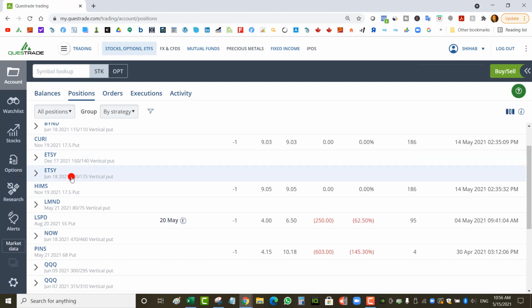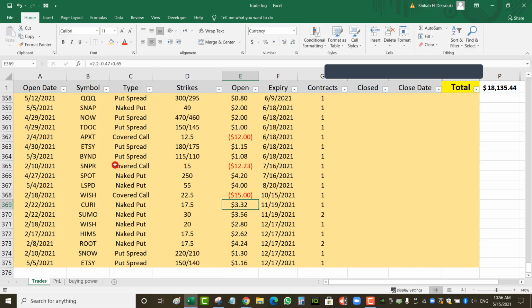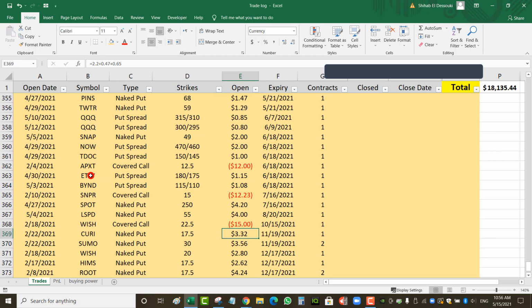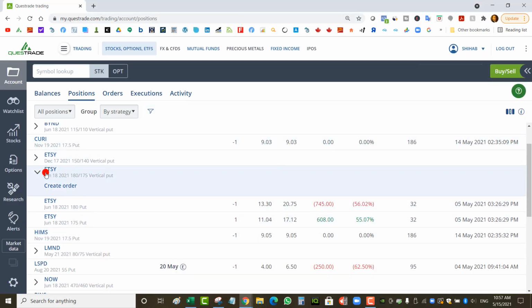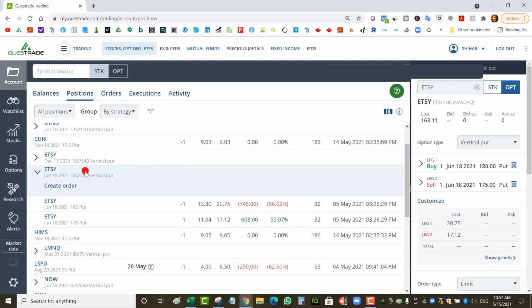The one that I rolled was this one here. So this was the 180, 175. I had a 180, 175 for earnings. I rolled it before earnings to the same strikes, but I rolled it to June 18. So I collected an extra credit. I don't really remember. Actually, let's look at the spreadsheet here. So it's June 18, Etsy is right over here. I collected an extra 15 cents by rolling it as is to June, just to give myself more time. Etsy, of course, dropped a lot after earnings, and it ended up getting breached. It's actually at 163 right now.